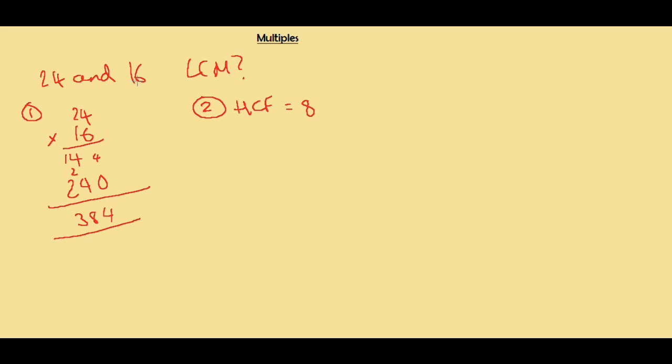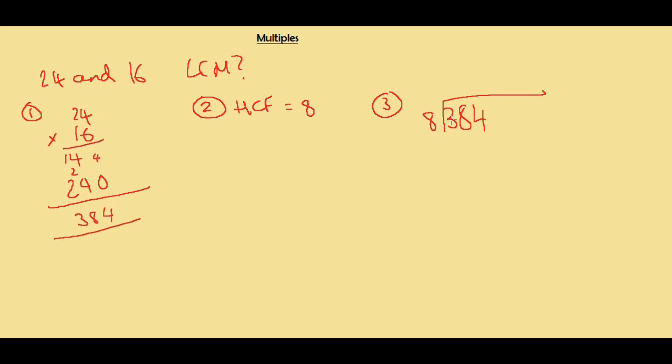goes into 16, 8 goes into 24. And that is actually the highest number that goes into them both. Okay, so highest common factor is that. Then the last step, the third step, is to take your 384 that you've already found and divide it by your highest common factor, which is 8 in this case.